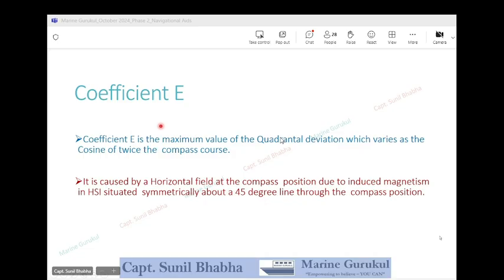So very similar. Coefficient E is the maximum value of quadrantal deviation. It is again a quadrantal deviation which changes its name every 90 degrees, which varies as the cos of twice the compass course. It is caused by a horizontal field at the compass position due to induced magnetism in the horizontal soft iron situated symmetrically about a 45-degree line through the compass position.